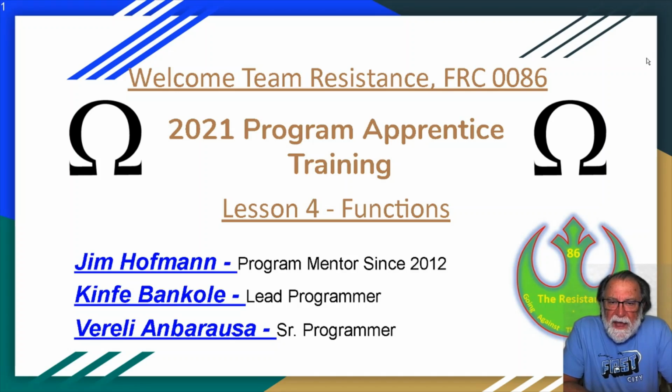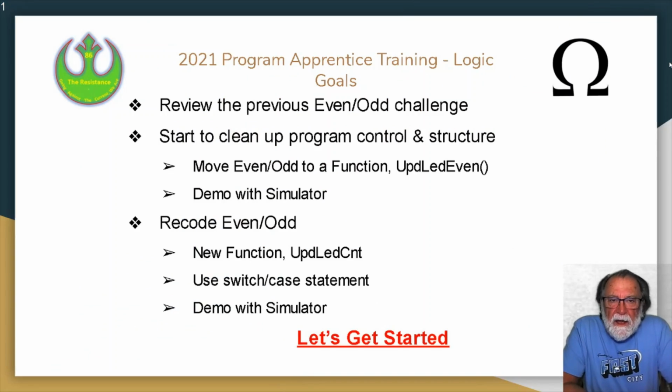Today we're going to look at functions, maybe do some improvement. So let's see what's up. We're going to take a look at the even-odd challenge from last lesson. We're going to start cleaning up some of the program control and structures. And then we're going to recode the even-odd challenge and see if we can't even improve that. So let's get going.